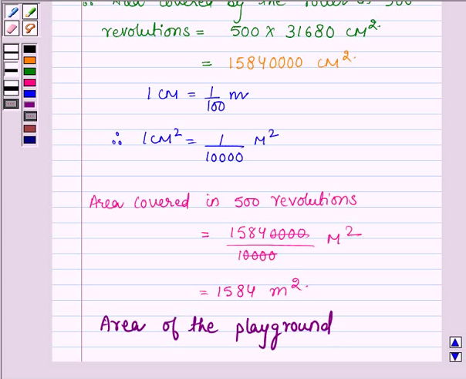Since we are given that it takes 500 complete revolutions to move once over to level the playground. Hence, its area is equal to the area covered by the roller in 500 revolutions. And that is equal to 1584 meters square. So, this is our answer.